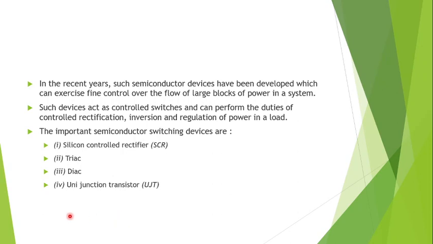So there are 5 such important switching devices. There are silicon control rectifier, we have seen that already. TRIAC, you'll be seeing it now. Then DIAC and unijunction transistor. They can do the function of control rectification, inversion and regulation of power in a load.